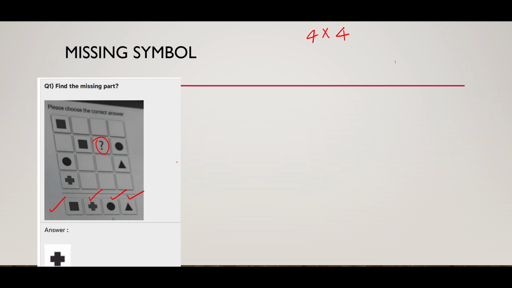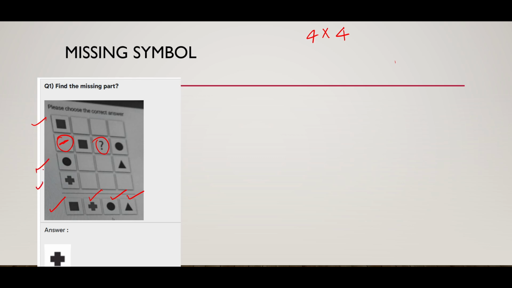First of all, let's start filling the easiest one. If we look here, the easiest one is this cell. We can fill this cell first, because this one will be easiest, since three cells are already filled in the whole column. Circle is there, square is there, and plus is there. What is left?